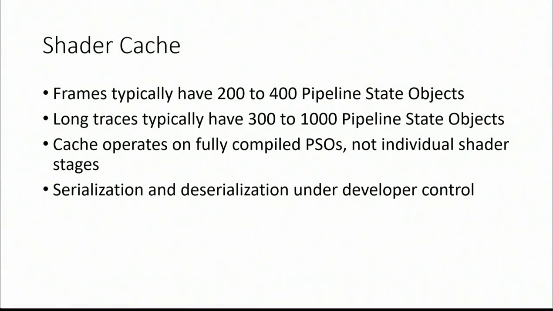We're actually going to see hardware vendors doing a lot deeper analysis, looking across the pipeline stages, trying to eliminate shader code that didn't actually have to be there. So with even heavier weight shader compile, it's even more important to be able to cache the results. In D3D12, we see 200 to 400 pipeline state objects per frame, and if you look at a longer trace, the combined set of unique pipeline states looks more like 300 to 1,000. The cache in D3D12 is developer controlled.